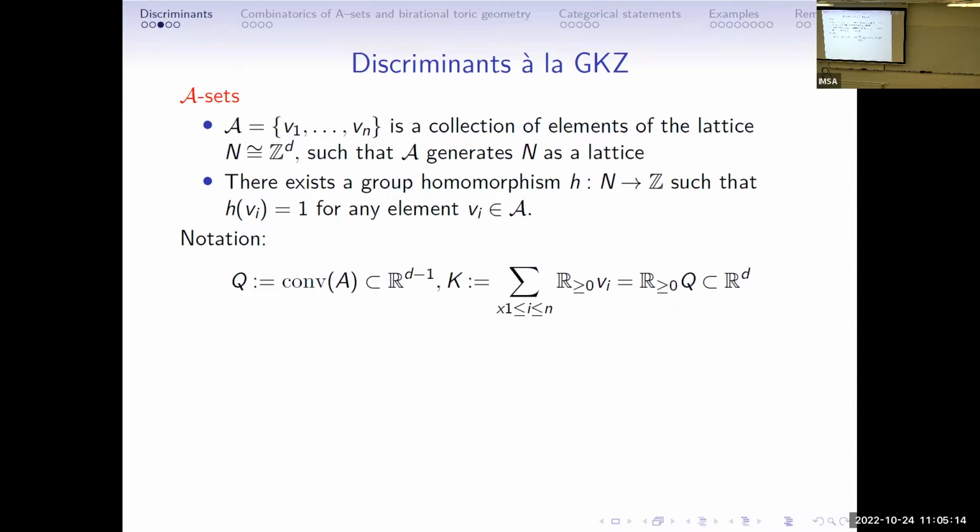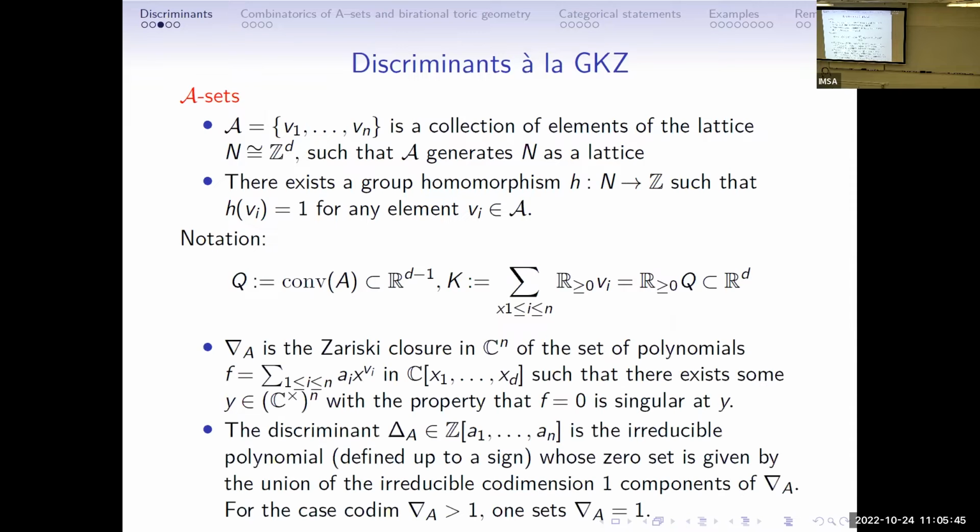In terms of notation, I will use Q, which is a little unusual. Usually people call this delta, the convex hull of this set. K is the cone over the vectors, over the convex hull if you want. And then in this context, we can talk about the classical discriminant. You write the polynomial, in this case the Laurent polynomial, and you ask the question: when is this Laurent polynomial going to be singular in the open torus? And this is exactly that.